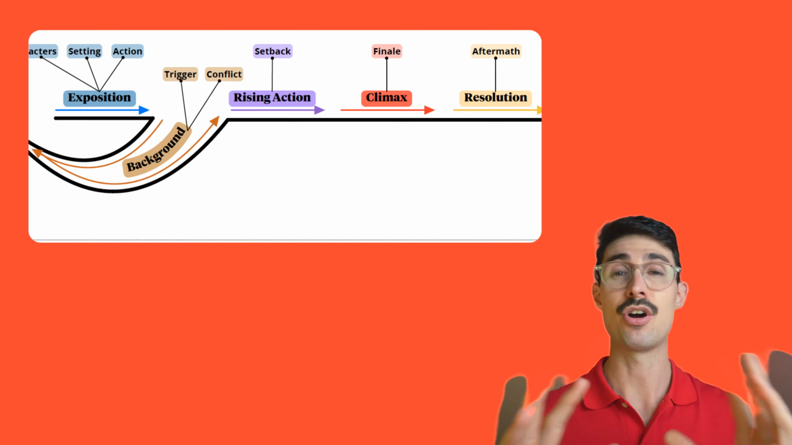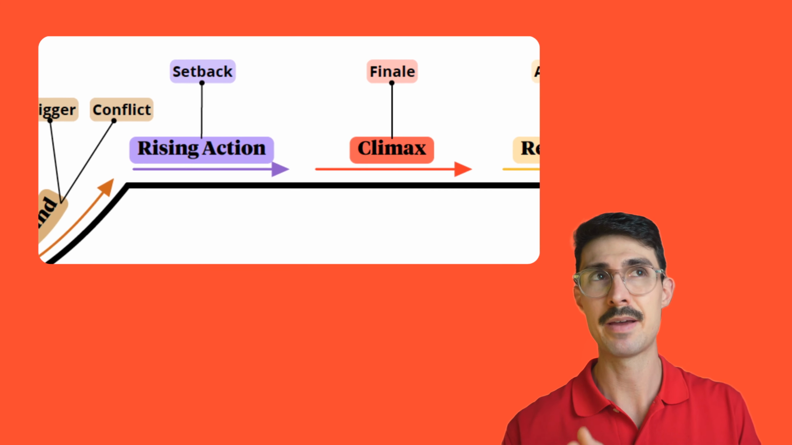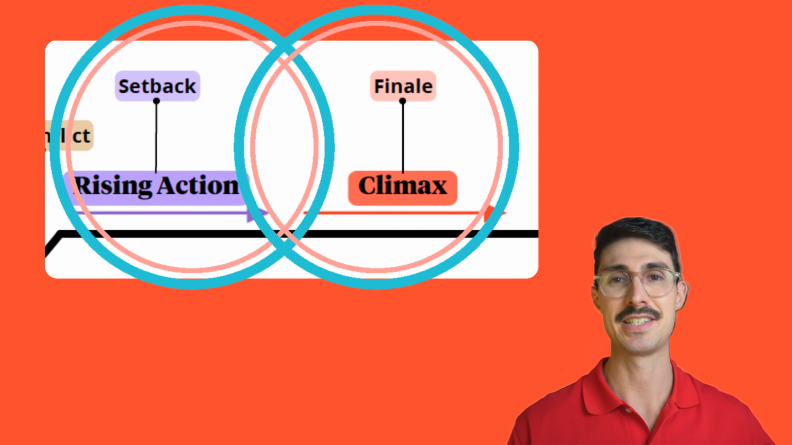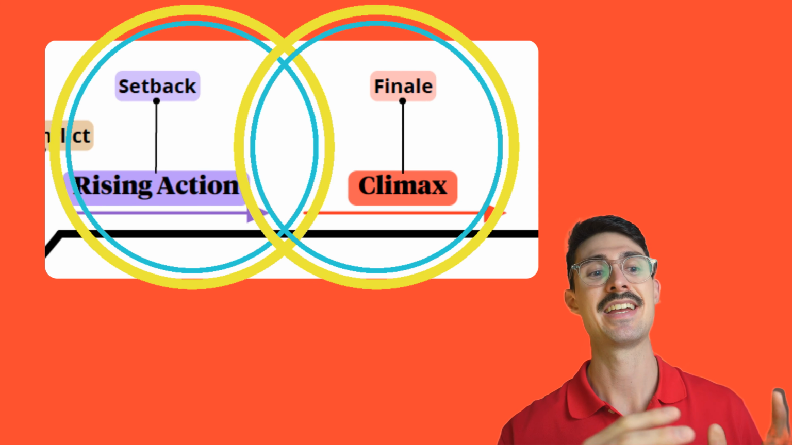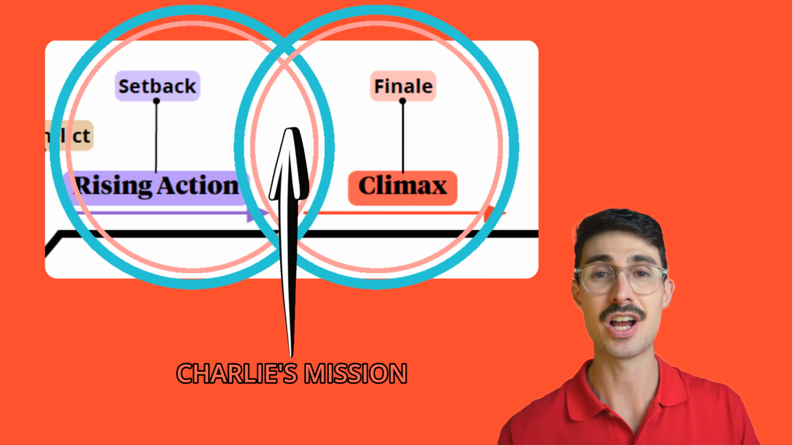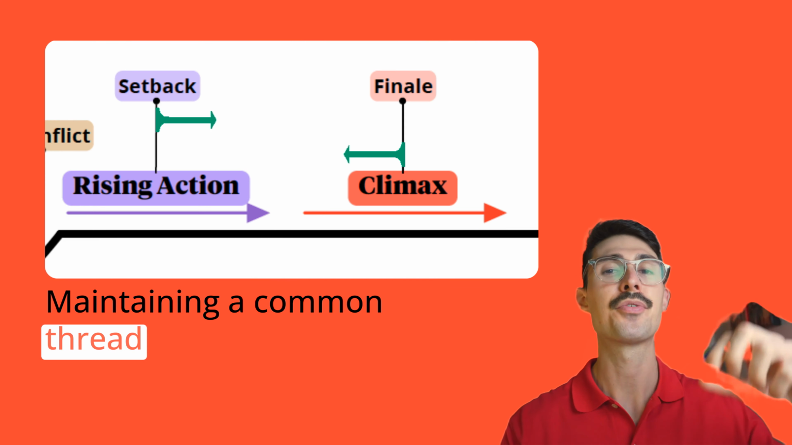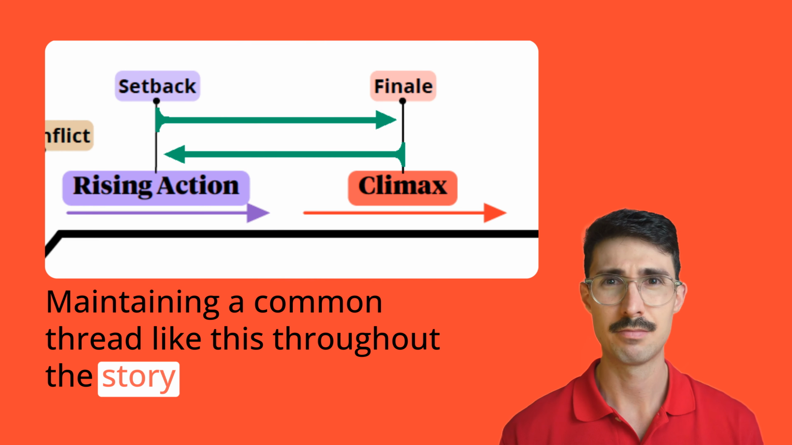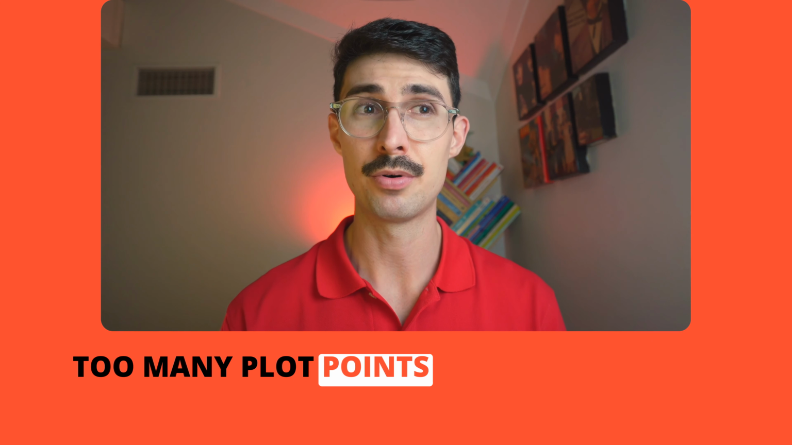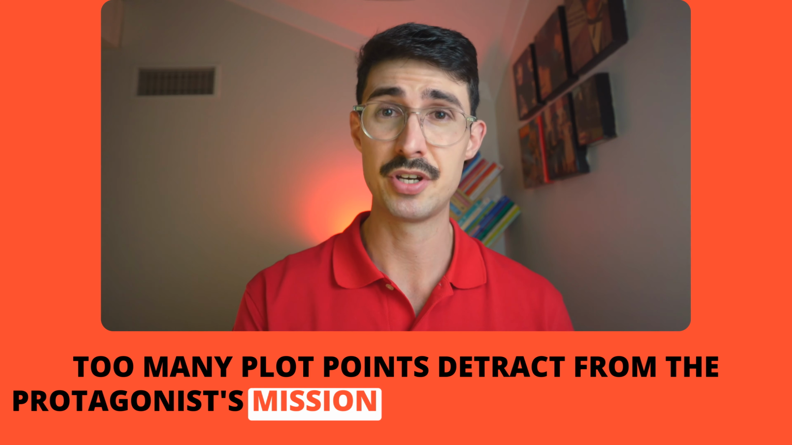The overarching similarity between the setback ingredient in the rising action and the finale ingredient in the climax is Charlie's mission to escape the concentration camp. Maintaining a common thread like this throughout the story makes it more compelling to the reader. Put differently, too many plot points detract from the protagonist's mission and confuse the reader.